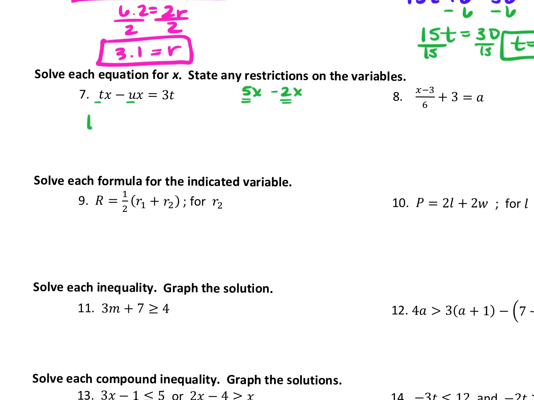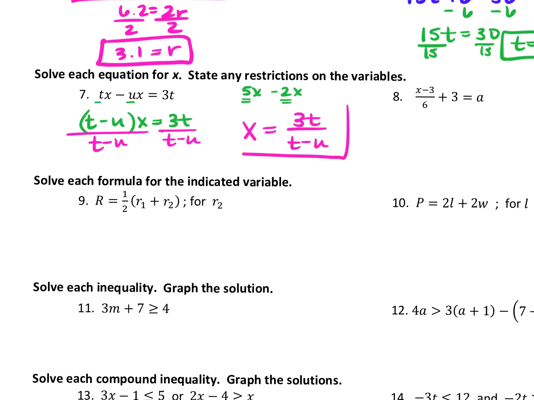So we want to take the t minus the u, but that's still going to be multiplied by x, right? So that'd be like saying 5 minus 2 times x equals 3t. And if we're solving for x, then we want to get rid of that t minus u. So we're going to divide by t minus u. So we get x equals 3t over t minus u.